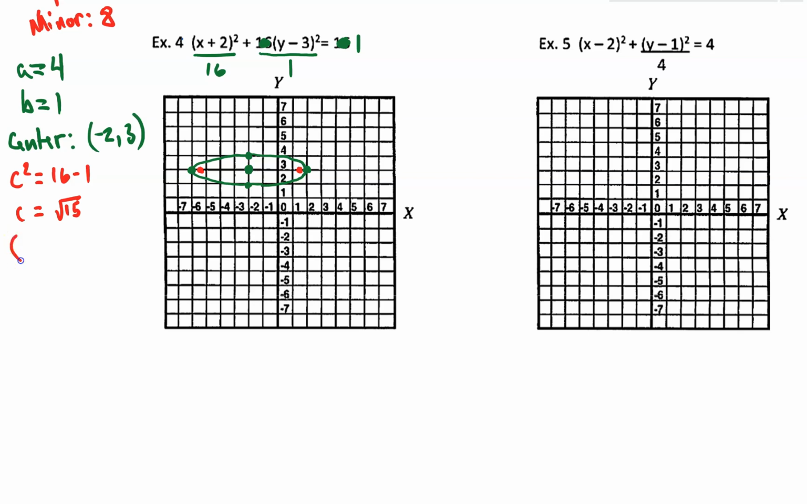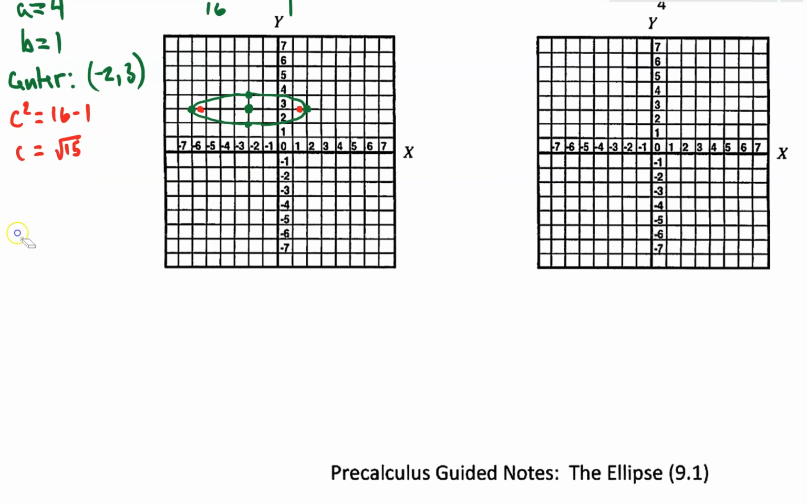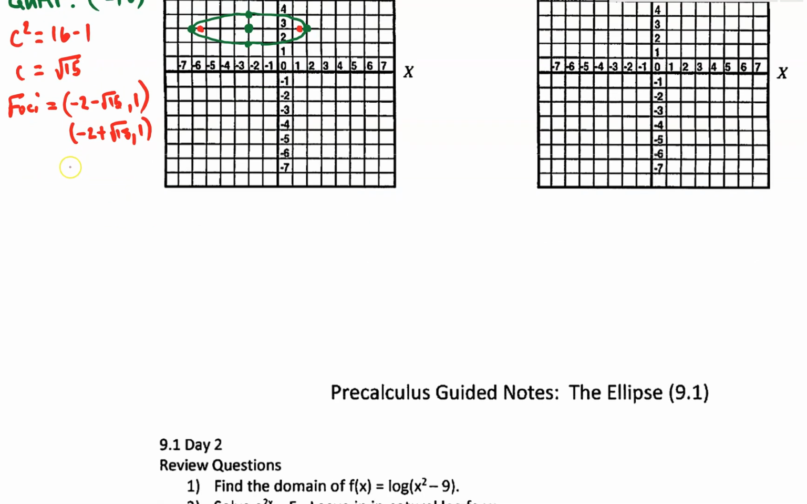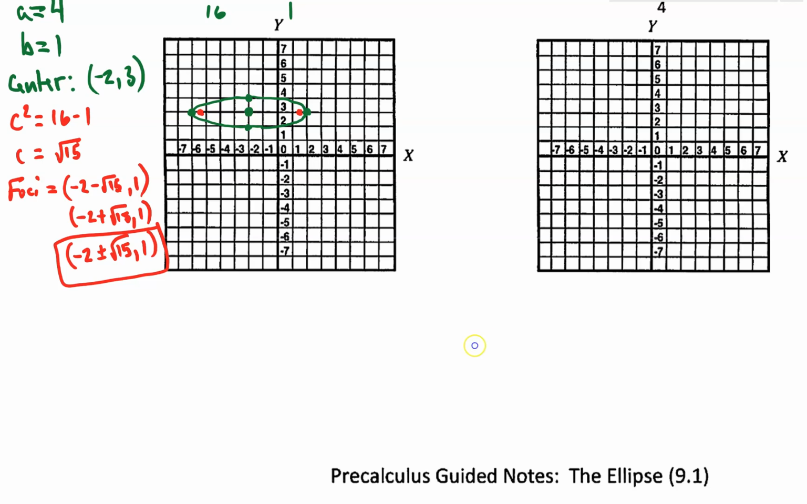What are those points? Well, remember, we are adjusting our h value here. So we would say this is -2 minus root 15, comma 1, and -2 plus root 15, comma 1. And if I'm just stating them without doing the math, we can state it like this: -2 plus or minus the square root of 15, 1. That is how you can state this answer so that you understand, hopefully, that that's really how this works.